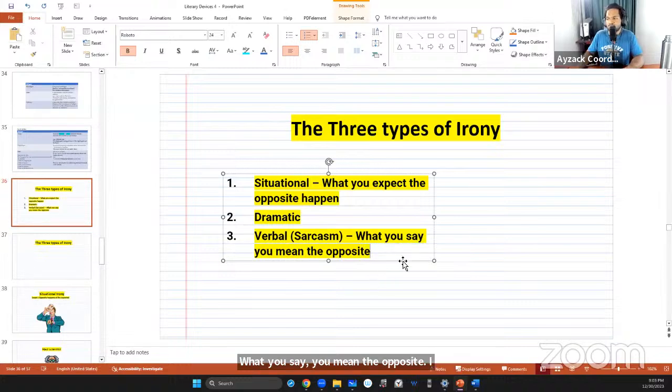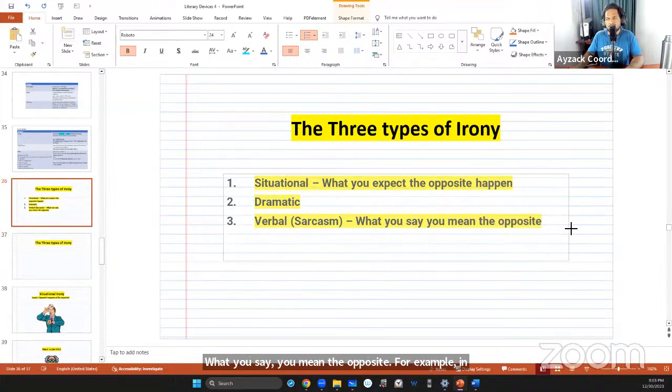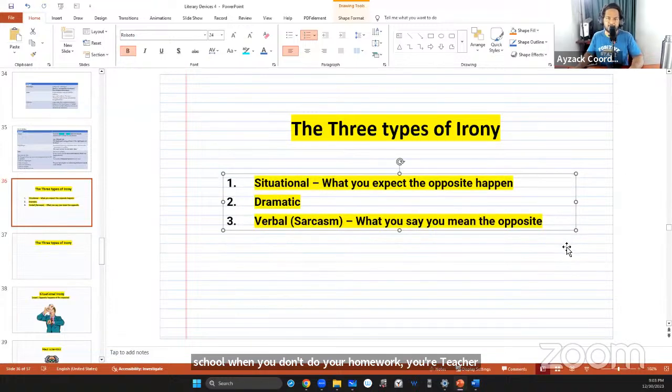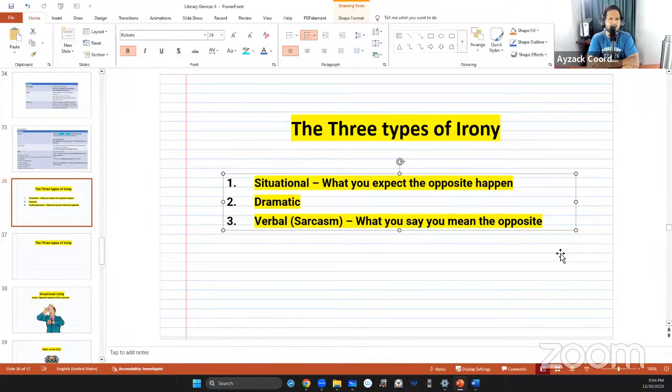Now, for example, in school, when you don't do your homework, your teacher tells you, very good, you have a good future, son. Very good, very nice. At home, your mama tells you, like, very nice, right? When you don't go to the kitchen and help her, she's like, very nice, right? It's verbal irony. So verbal irony is easy.